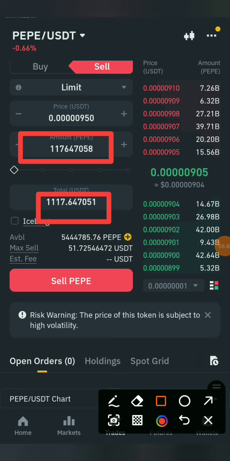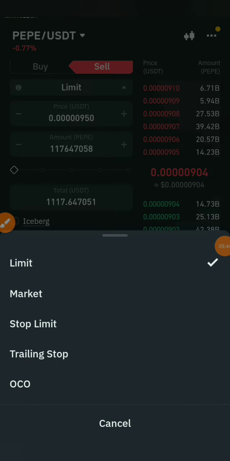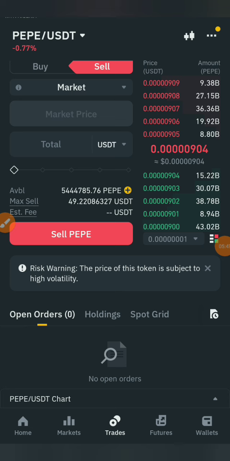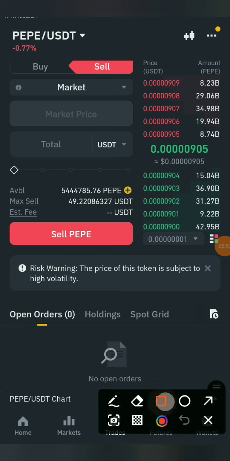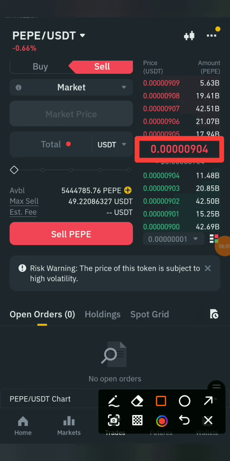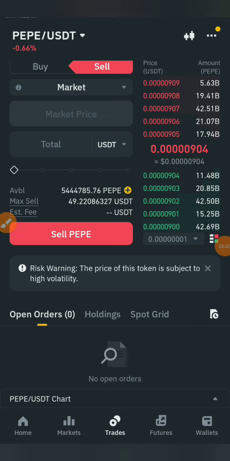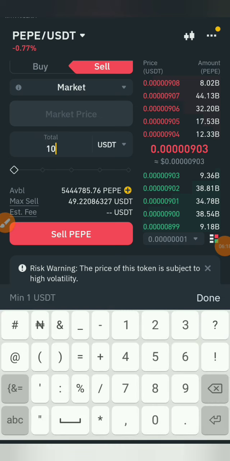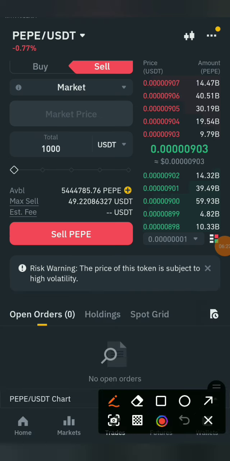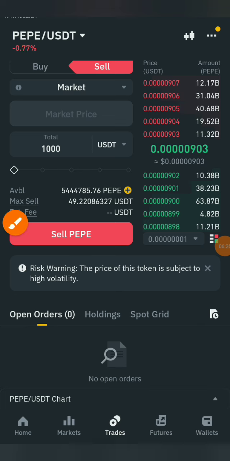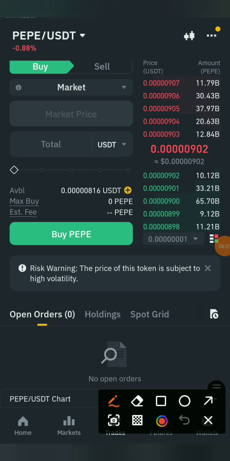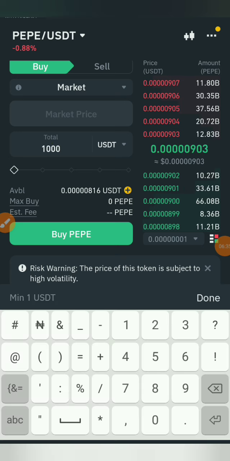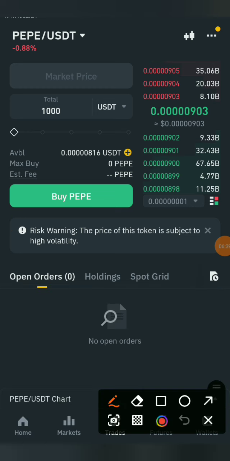Heading on to market order. Market order is simply giving Binance an order to buy your asset at the present or current market value. As you can see, this coin here, the PEPE coin, is being traded currently at 0.0000904. So when you come here to the place where it's written USDT, you can just type in 1000 USDT. Sorry, we're at the buy. The moment you type in 1000 over here, all you have to do is just click on buy PEPE.